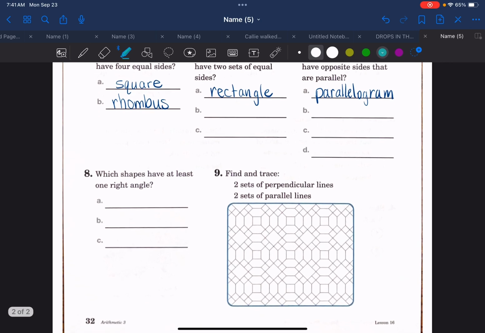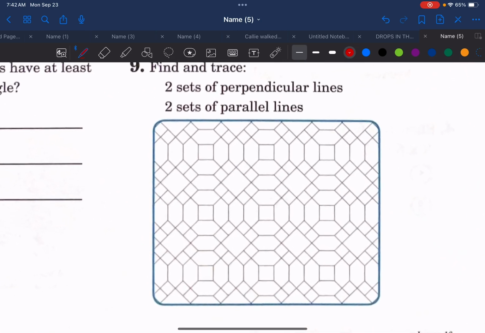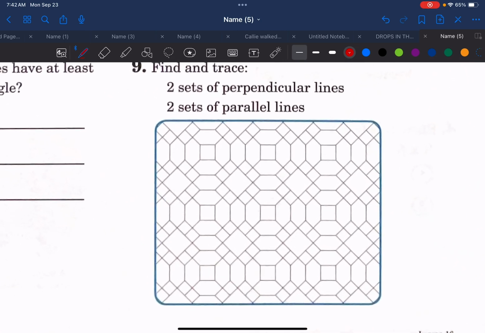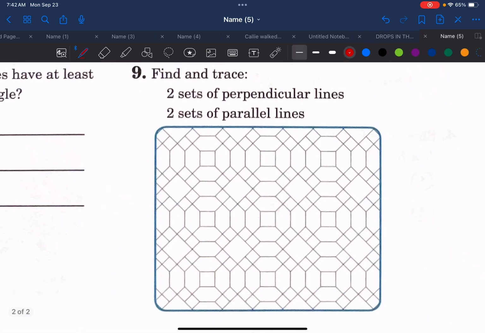Number 8, which shapes have at least one right angle? A right angle means it has a square corner. It just has to have one square corner. And then number 9, this one's kind of tricky. It says, find and trace 2 sets of perpendicular lines. Remember, perpendicular lines means that they make a square corner. So for example, I'm going to trace it and trace it. Do those make a square corner? Yes.